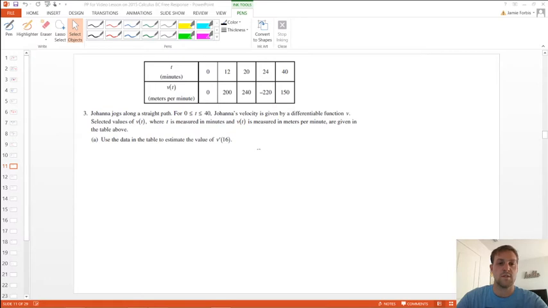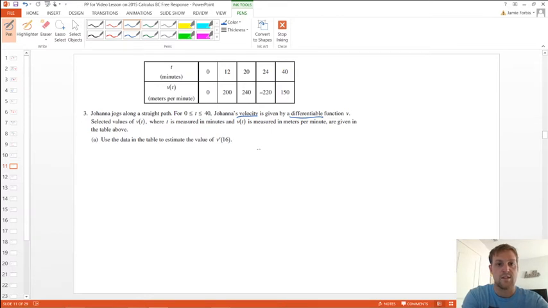Here we go. So number 3, 2015, it says that Joanna jogs along a straight path for 0 to 40 minutes. Joanna's velocity is given by a differentiable function v. All right, so it's a chart problem. We've seen this type before. It's going to be velocity and it's a differentiable function. Okay, so those are helpful things to note. Selected values of v of t are given in the chart, measured in meters per minute. So it's all given in the table above.